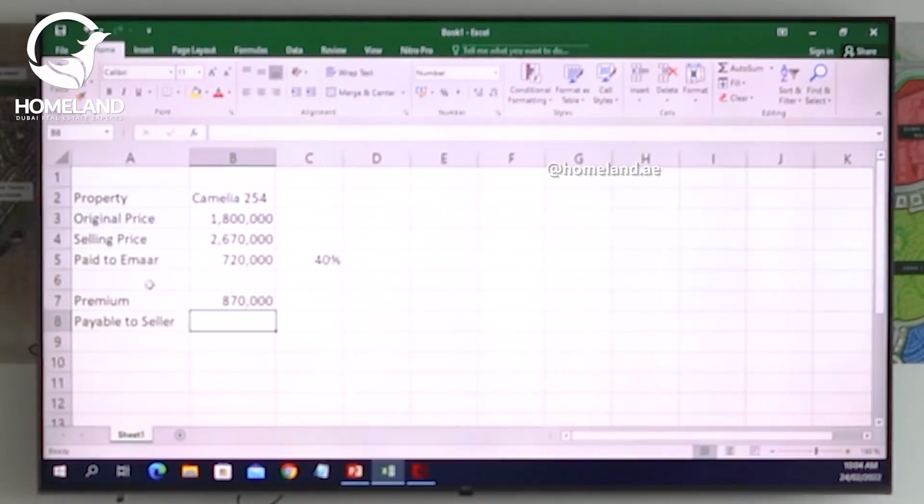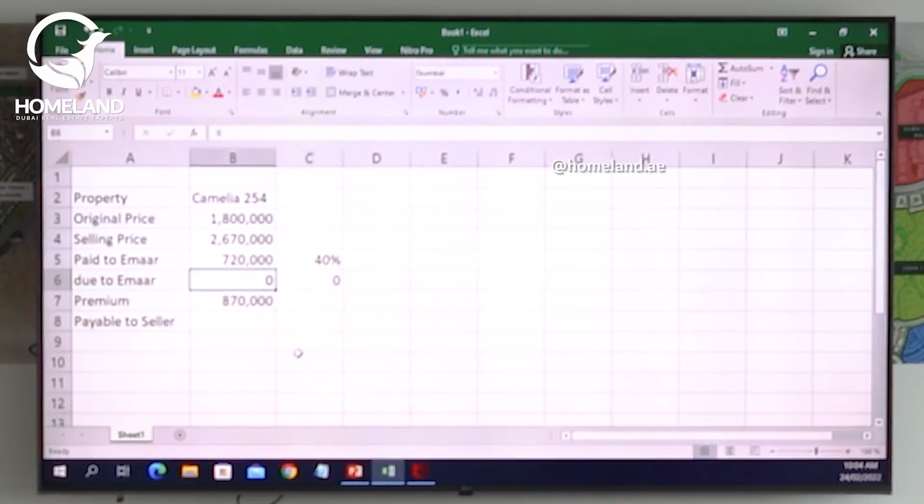Okay, one second, let's do one more thing. How much is due to Emaar? The balance of 1.8 minus 720. No, how much is due to Emaar? Depends on your payment plan. Is there any payment due in the next 30 days? Let's say no. Let's say yes. Let's make it yes.